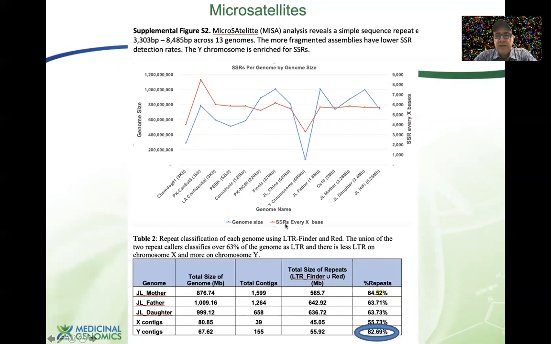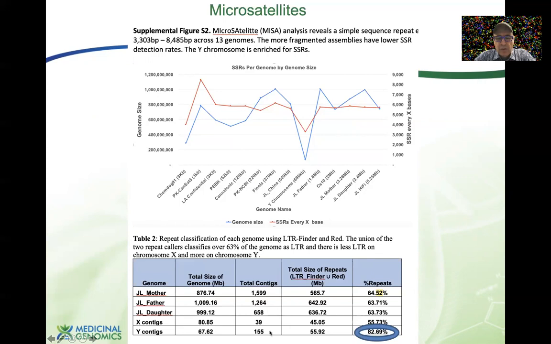And what you naturally see is a real spike here, or a depression here, but this is really an increase in the number of SSRs per kilobase. So the Y chromosome is an outlier. It has like twice or three times the density of these repeats than we see on the other chromosomes. That's kind of interesting. That lines up with some of the literature as well. You can see the estimates of the genomes over here, X and Y, in terms of size and total contigs that exist in there.